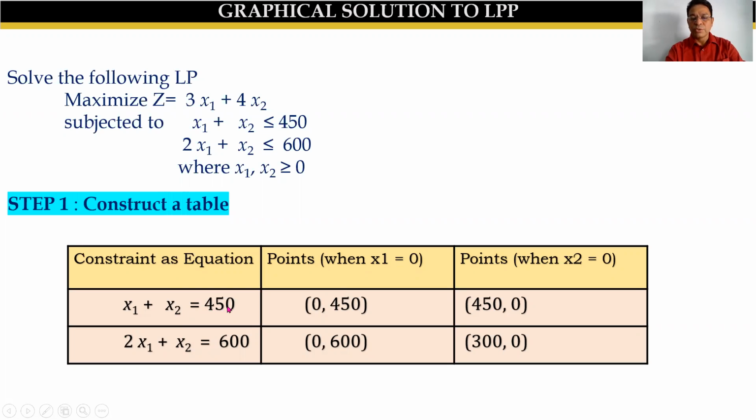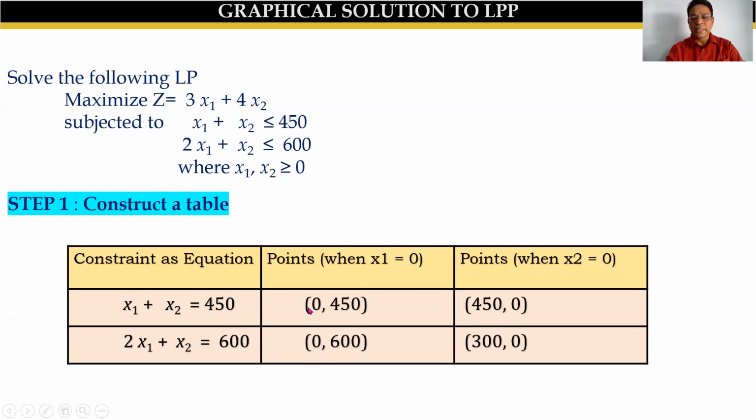Now if I put x1 is equal to 0, I will get x2 is equal to 450. So 0, 450 is the first point. And if I put x2 is equal to 0, then x1 will be equal to 450. So 450, 0 is the second point. So if I join these 2 points, I will get a line that is representing x1 plus x2 is equal to 450. Similarly, in order to obtain the second line, which will represent 2x1 plus x2 is equal to 600, I will again put x1 is equal to 0 and x2 is equal to 0, so that I will get these 2 points.